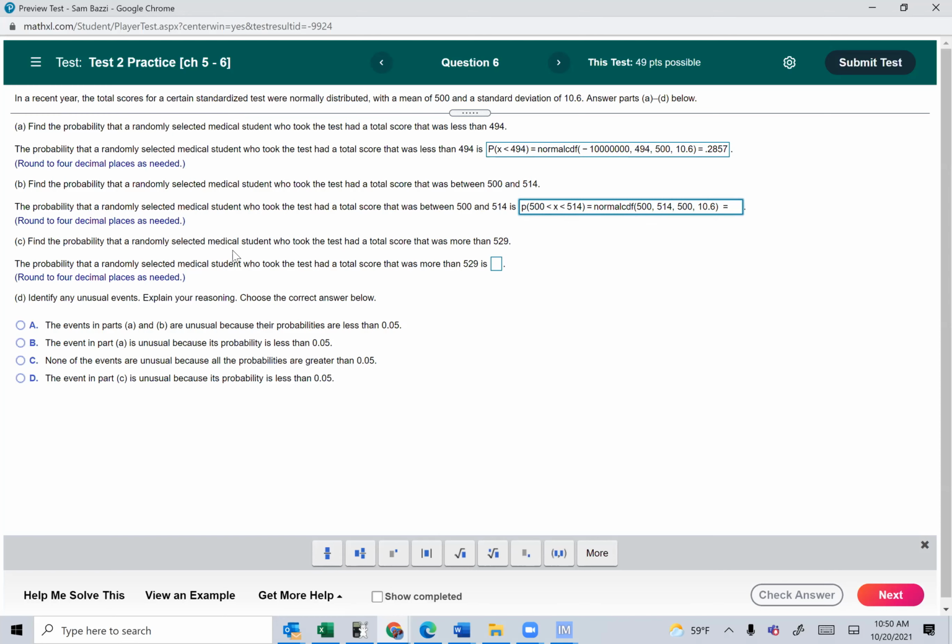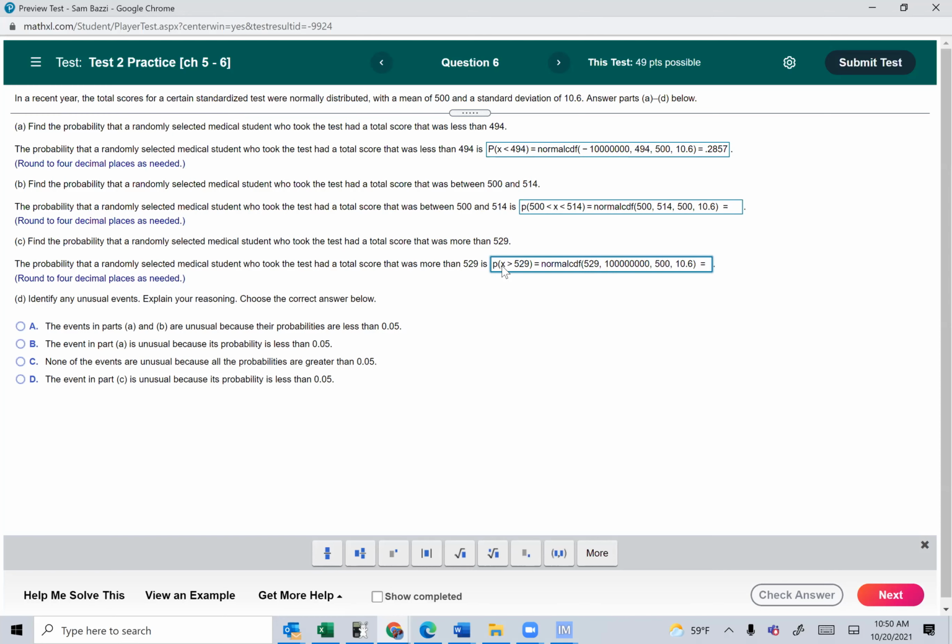What's the probability that randomly selected medical students who took the test had total scores of more than 529? It will be the probability of X more than 529, equals normal CDF, and then 529 comes first. Then the upper bound, 1,000,000, comes next, then the mean 500, then 10.6, and then you put the answer.